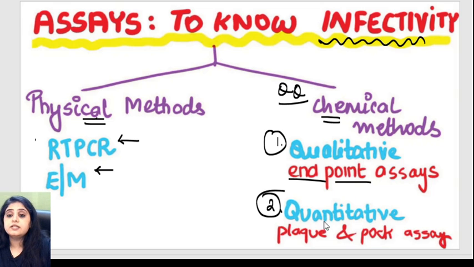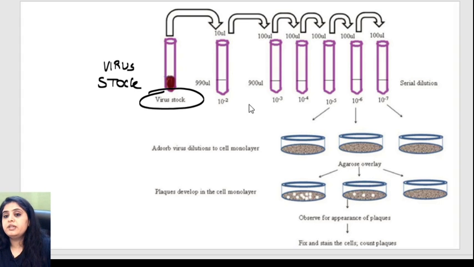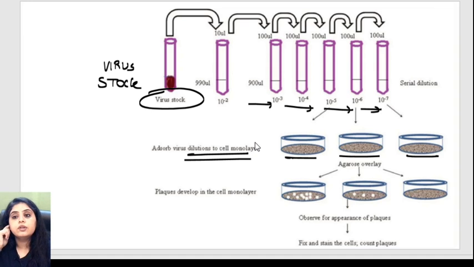Number 2, quantitative, which will quantify the virus for you. There are two assays, plaque assay and POC assay. Out of these, you get a question on the plaque assay, and look at how it's done. You take a virus stock, any virus stock, and make serial dilutions out of it. After making serial dilutions, you add it on a cell monolayer with agarose gel.